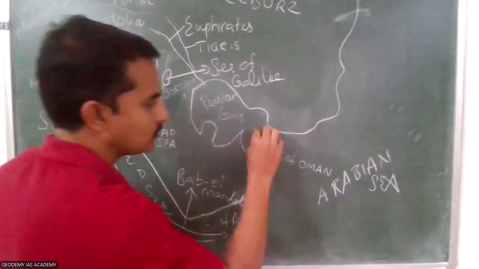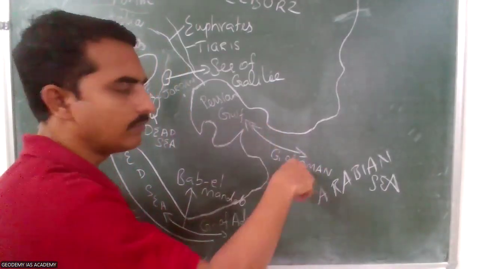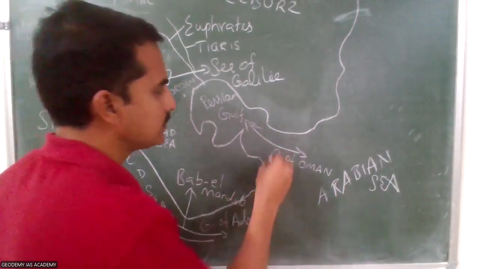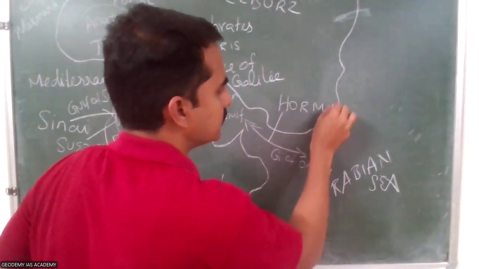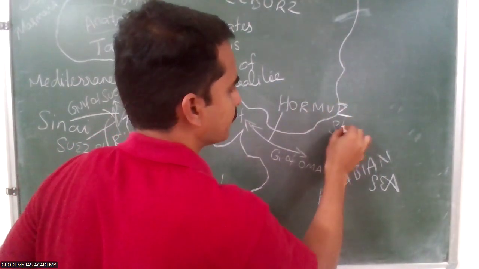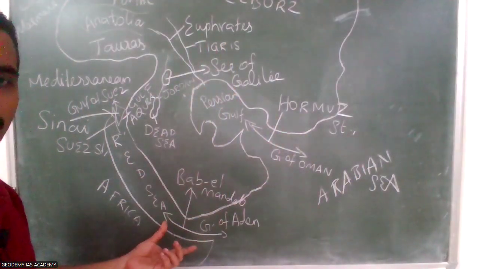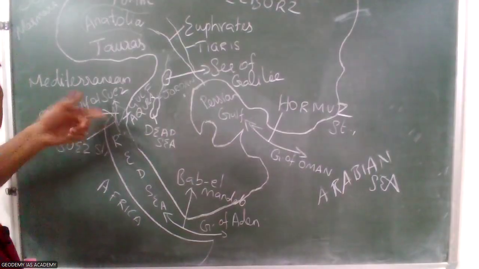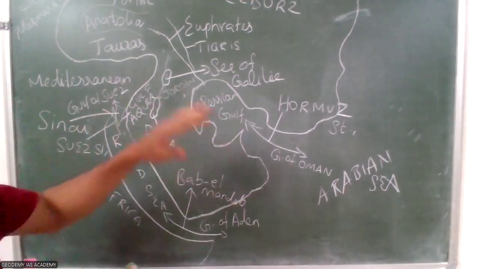And here one of the most important straits that connects the Persian Gulf and the Gulf of Oman, here Arabian Sea, that is the Hormuz Strait. Most often it is in the newspaper. Okay, Hormuz Strait. So Hormuz Strait, Bab el Mandab Strait, Suez Canal. Okay, Suez. That's all. So these are the important straits.